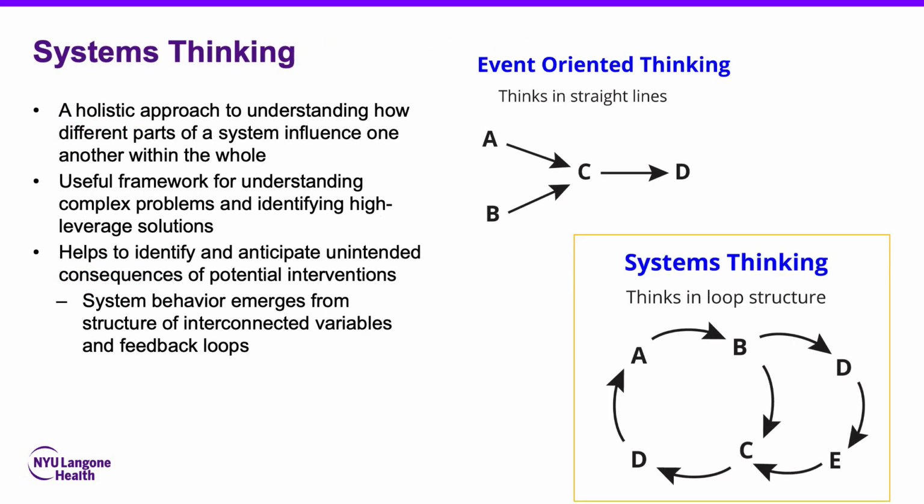So for folks who are not familiar, systems thinking is a type of operational thinking that allows us to improve understanding of different parts of how a system influence one another within the whole. So in systems thinking, causes and effects are characterized by a structure of interconnected variables and feedback loops, rather than what we typically see as linear unidirectional causes and effects. This framework is particularly useful because it helps us understand complex problems.